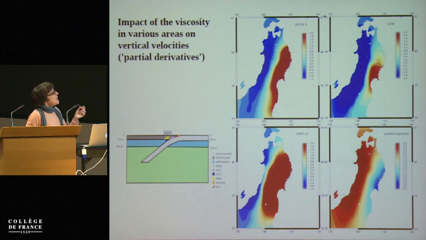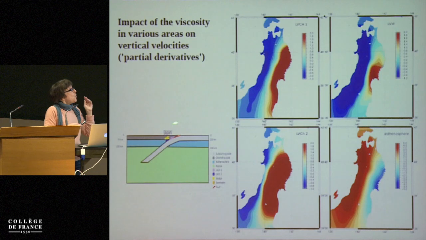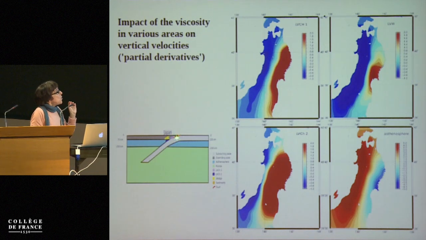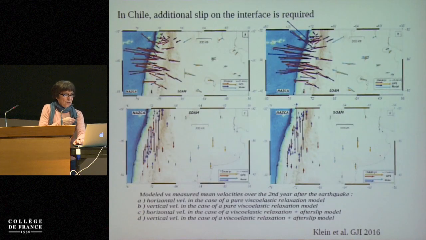On the other hand, if you don't have a low viscosity asthenosphere, you will never get the large wavelength velocities that you observe at the stations in Russia and in Korea. So you absolutely need the low viscosity channel and the low viscosity in the asthenosphere.